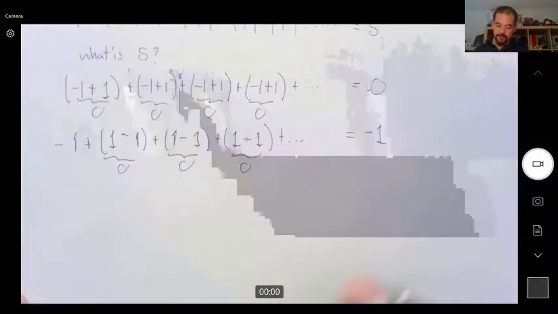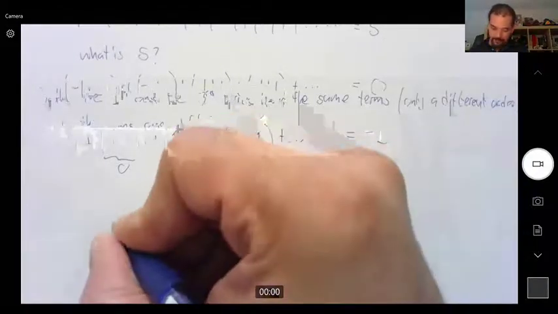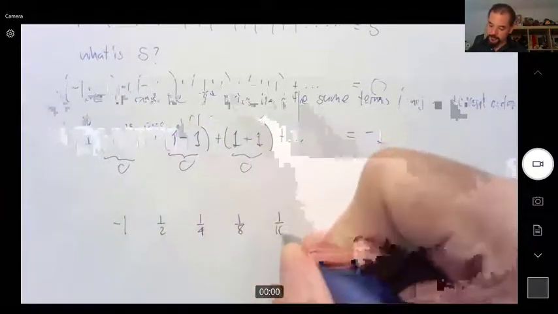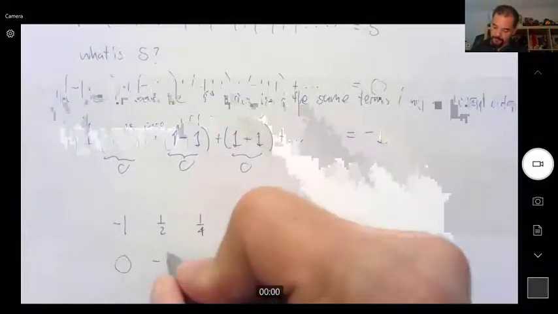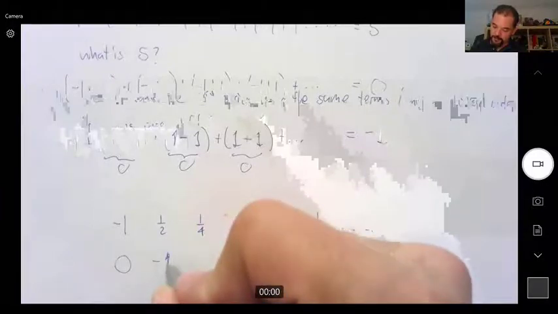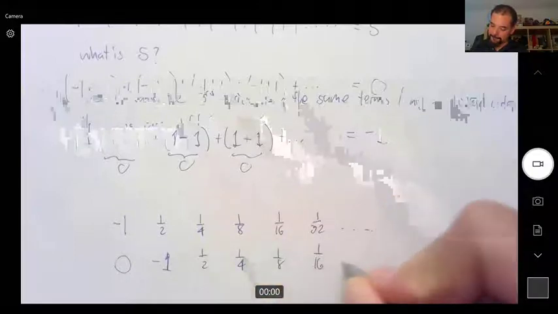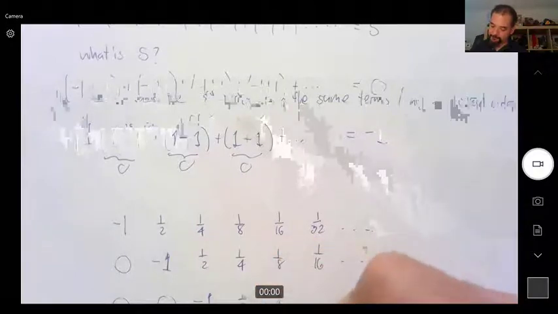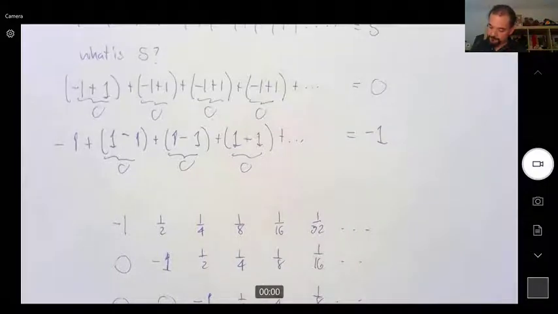So consider now this infinite array of numbers, right? So here's one. It's -1, 1/2, 1/4, 1/8, 1/16, 1/32, etc. And then on the bottom, I'm going to do this. Just put a 0 and then move it 1 unit to the right. And now 2 zeros and move it 1 unit to the right. And then 3 zeros and move it 1 unit to the right. And 4 zeros.